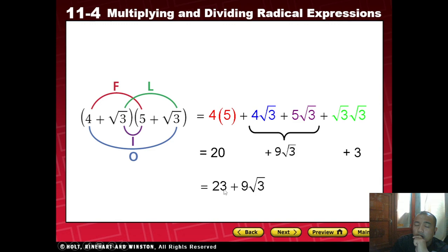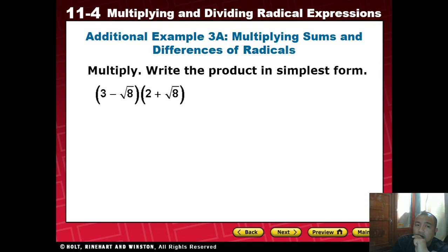So you cannot add 23 and 9 anymore, because they are unlike radicals. I mean, a whole number cannot be added to a radical, right? Next, multiply, write the product in simplest form: 3 minus square root of 8 times quantity 2 plus square root of 8.